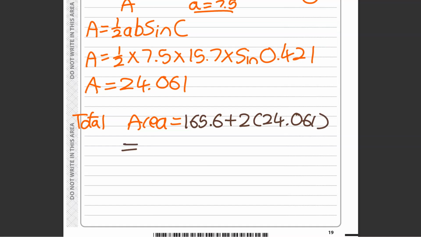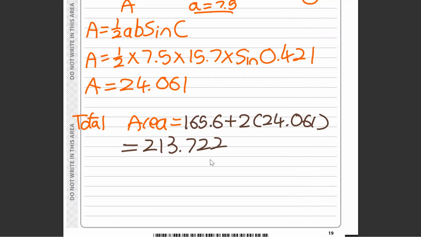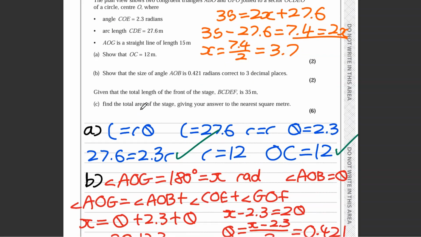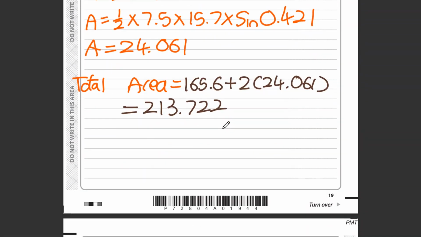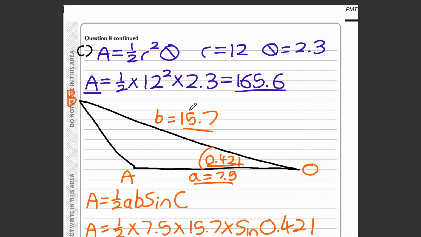If you put this into your calculator, it's equal to 213.722. If you look at the question, it wants it to the nearest square meter. Remember, this is in meters squared, so if it wants it to the nearest square meter, this is going to be 214 meters squared.